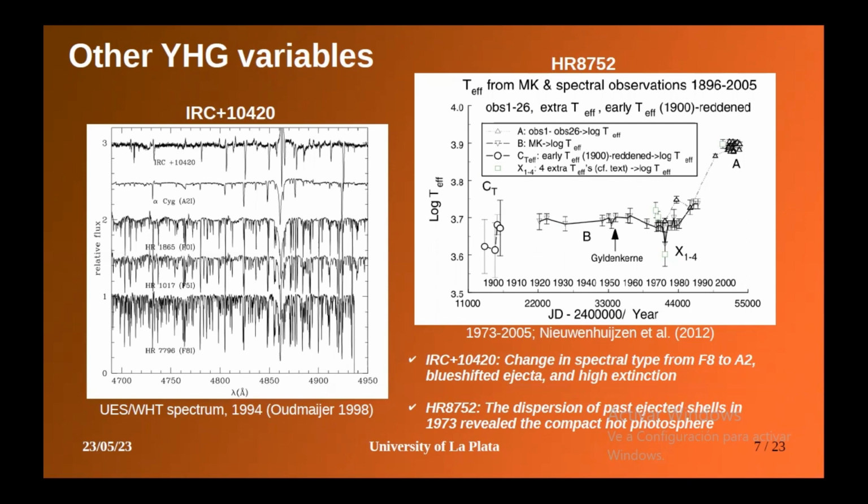Another one is HR 8752, for which they had high resolution spectroscopy from 1973 onwards, before that point relying just on pure photometric observations, where the authors reported that the star suffered multiple ejections of mass, and at this point, the star eventually clears out, so it reveals what the previous states were.